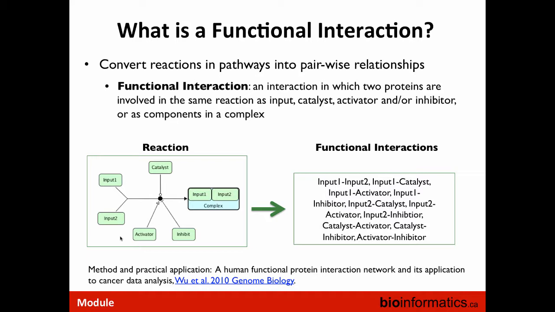And so you can conceptually believe that input 1 and 2 interact with one another. Input 1 interacts with the catalyst. The inhibitor might actually interact with the catalyst as well. The two inputs in the formation of this complex could well interact with this and other members of the reactions. So the output is a series of binary interactions.